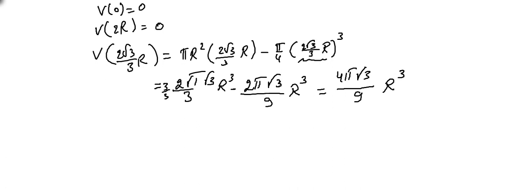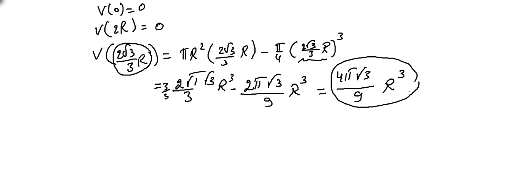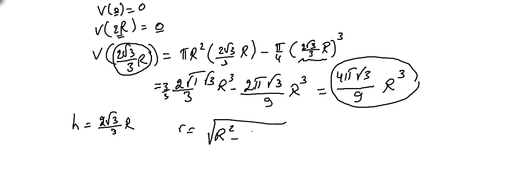And this is the maximum value, where h is 2 radical 3 over 3 R and the volume will be 4 pi radical 3 over 9 R cubed, because the endpoints give us 0, zero volume, and the maximum value we can attain is at this h. And what is r? r is equal to radical R squared minus h squared over 4, as we did in the beginning. Substituting h with its value 2 radical 3 over 3 R, we get a final result of radical 6 over 3 of the radius of the sphere.